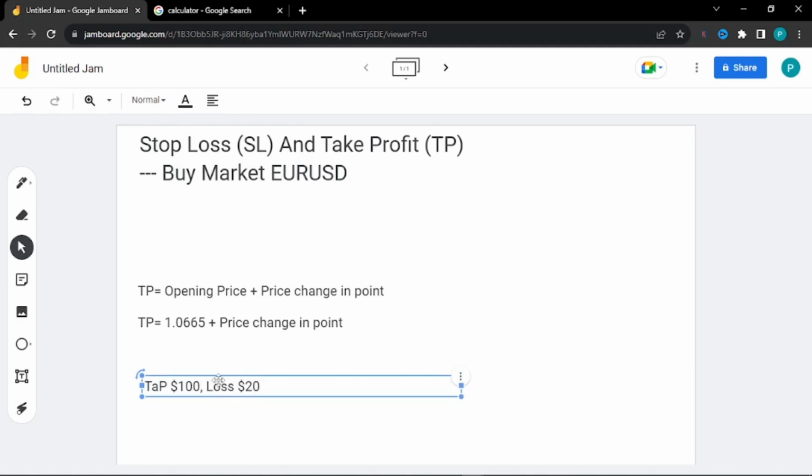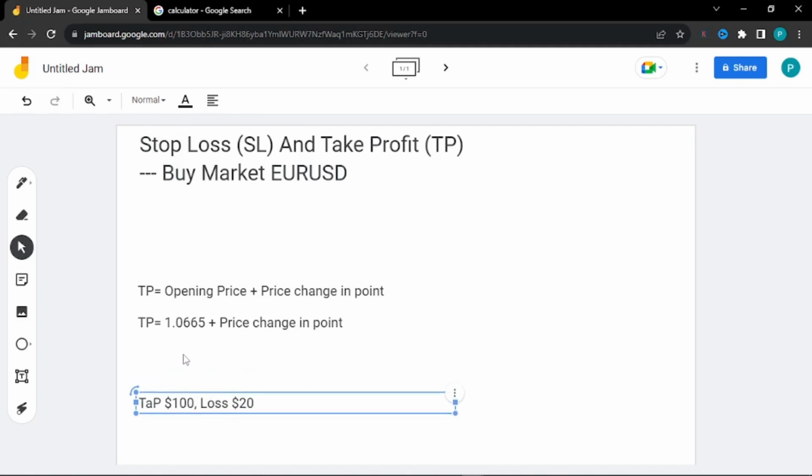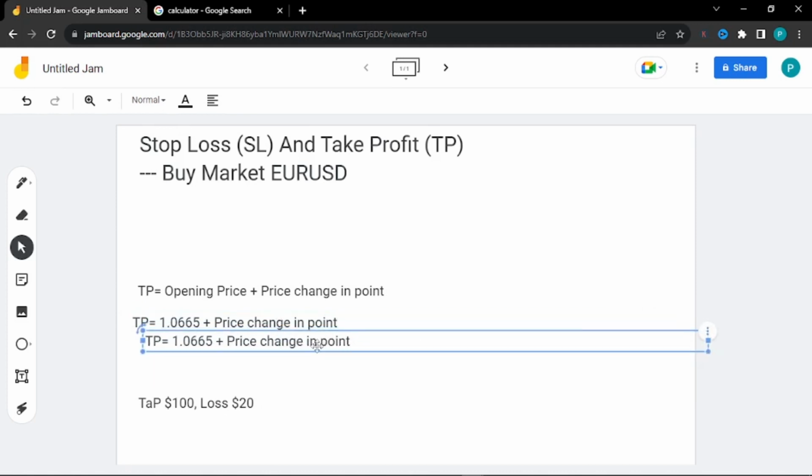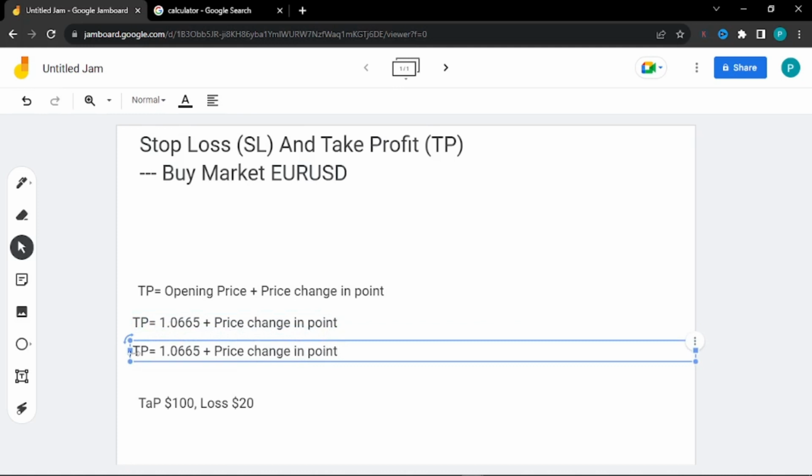So to know your price change in points, here's what we're actually going to do. For that, let's duplicate this system. I'm actually going to replace it with PCP, which stands for price change in points. For that, it's simply how much you are going to make from the trade. The amount of money you are going to make from the trade is said to be $100.